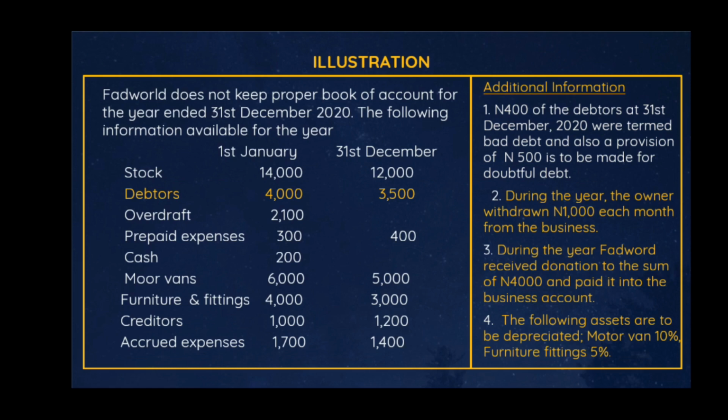That is an additional capital, so that does not require adjustment under the information under the balance sheet. While the fourth one, they say the following assets are to be depreciated. The motor van, 10%. That means we are going to adjust motor van. So the same thing happens. We have furniture and fitting, which means we are also going to adjust furniture and fitting. So from our record of the assets and liability, we are going to adjust debtors, motor van, and furniture and fitting.